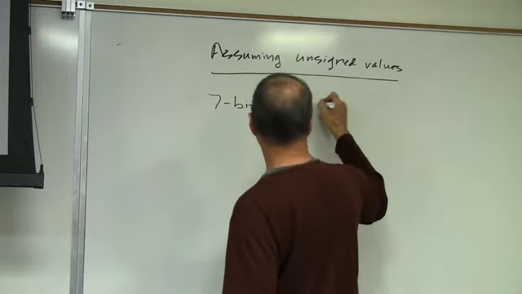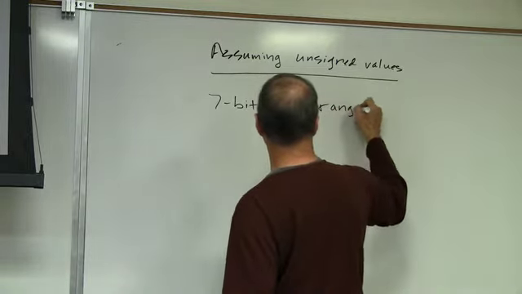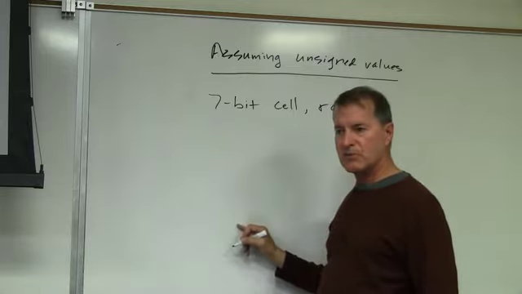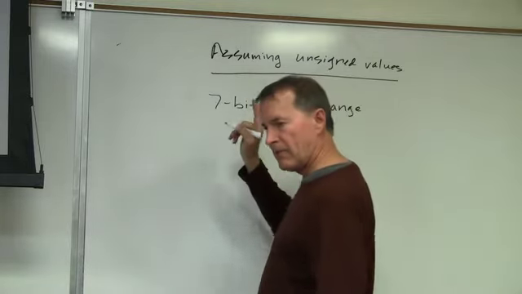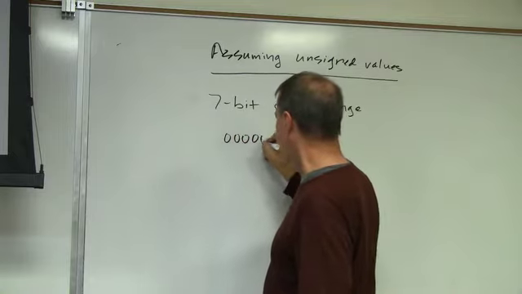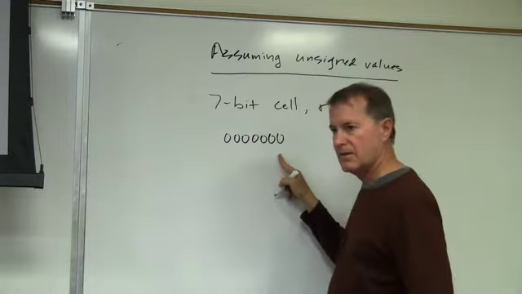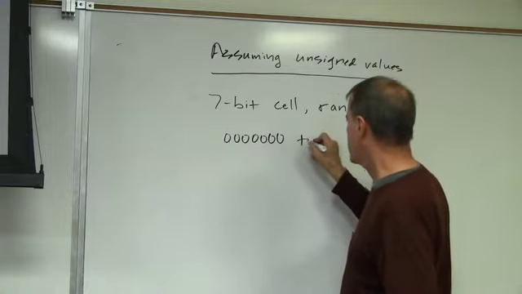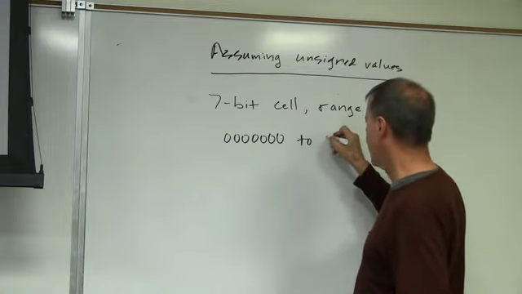What I'm asking for is the range of values that you can store in a 7-bit cell. The smallest, let's write it in binary, is what? 0000000. Unsigned, right? Yeah. This to what? What's the biggest? 1111111.